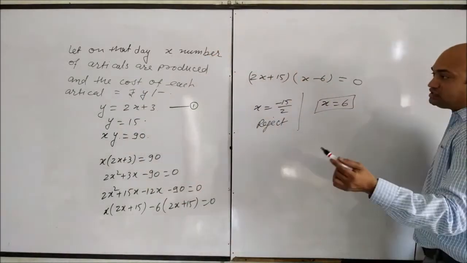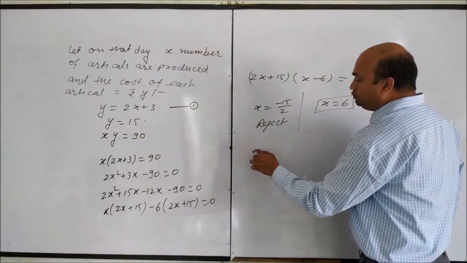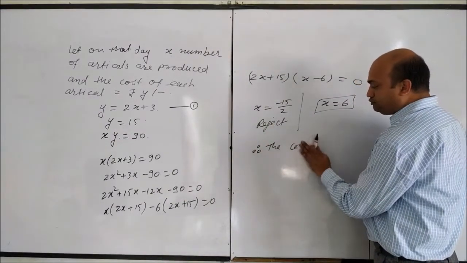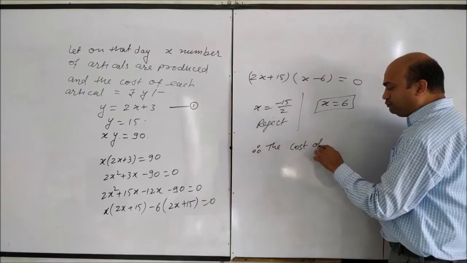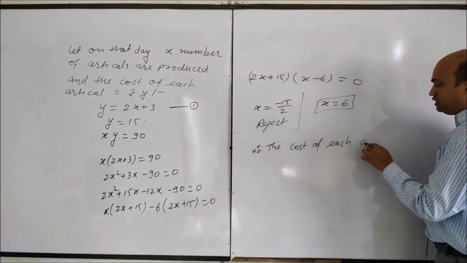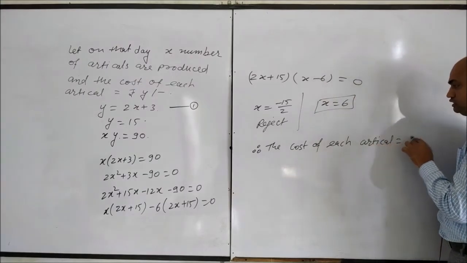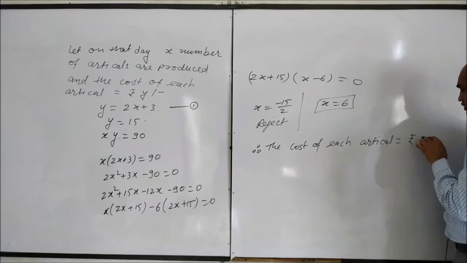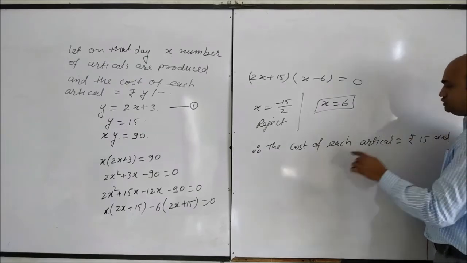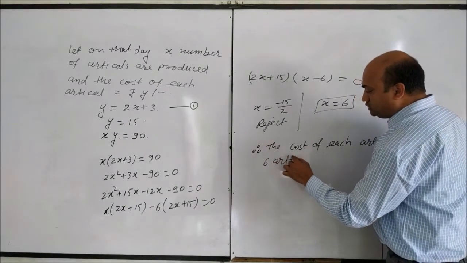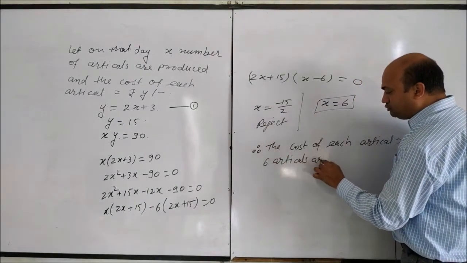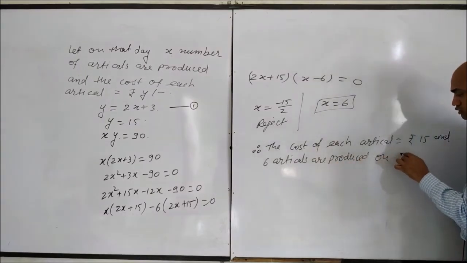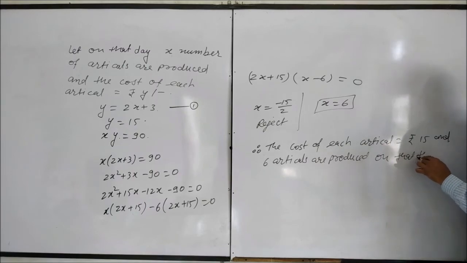Okay, so at last we write, therefore the cost of each article is equal to rupees 15, and 6 articles are produced on that date.